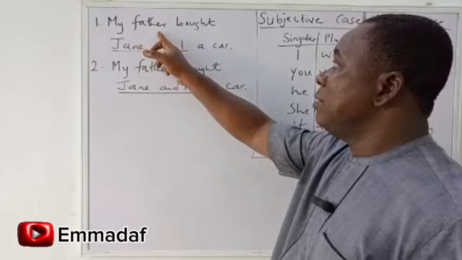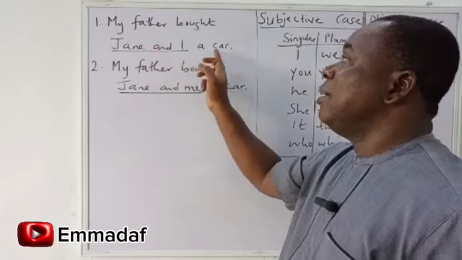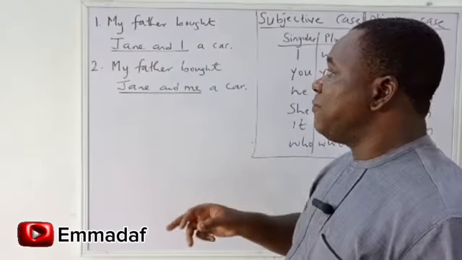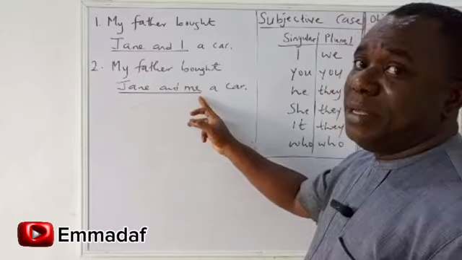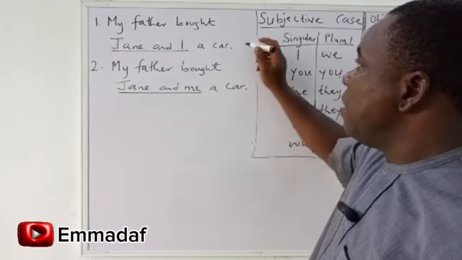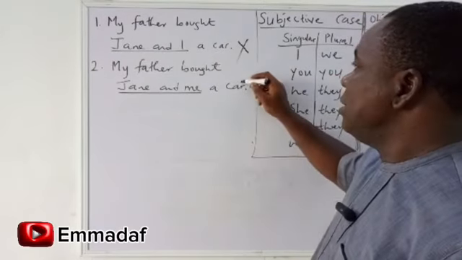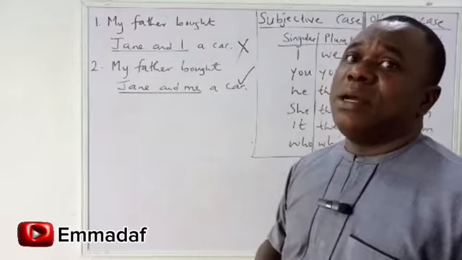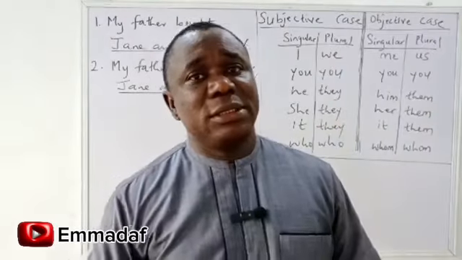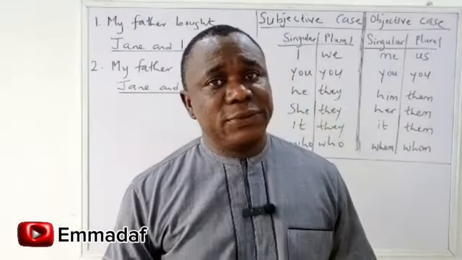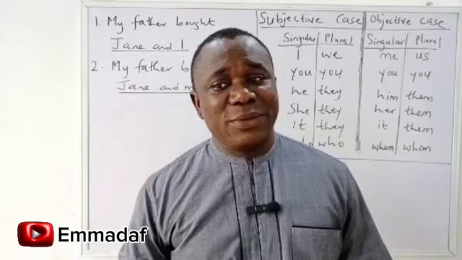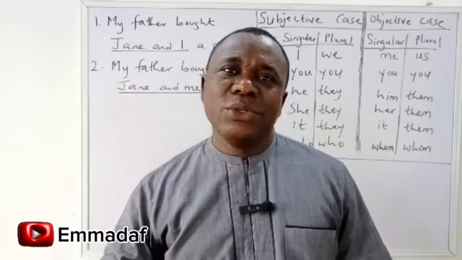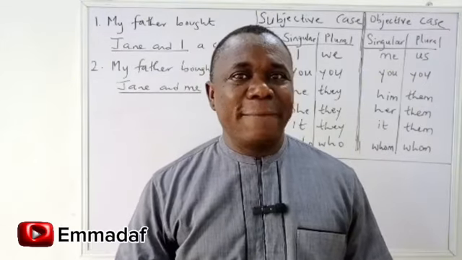My father bought Jane and I a car. My father bought Jane and me a car. Of course, this is incorrect. This is correct. I always insist that it is not enough to tell you that this is correct. You need to understand why.